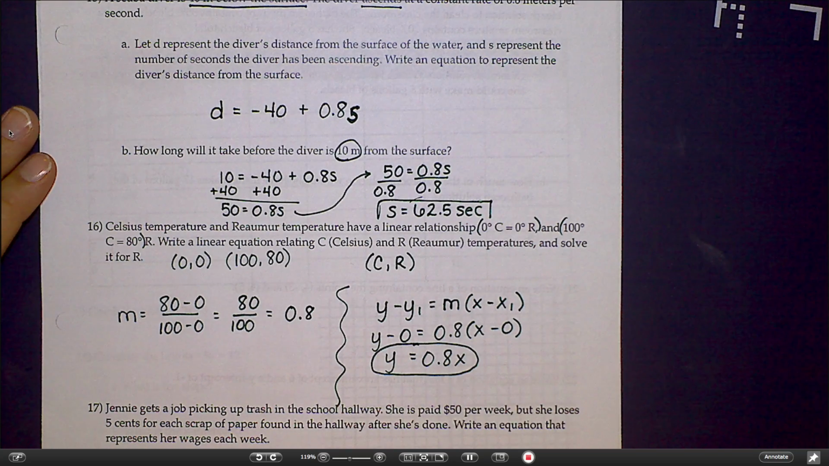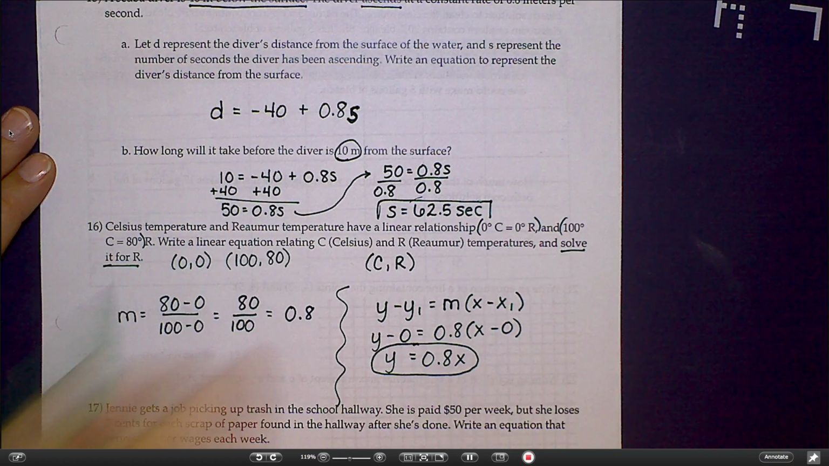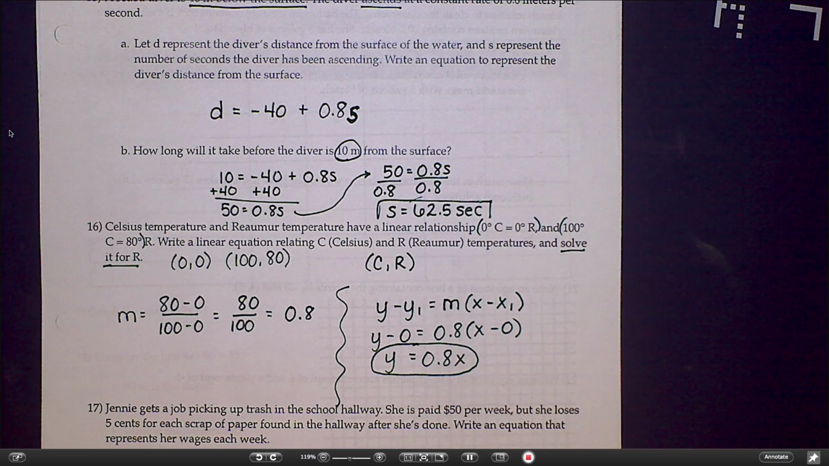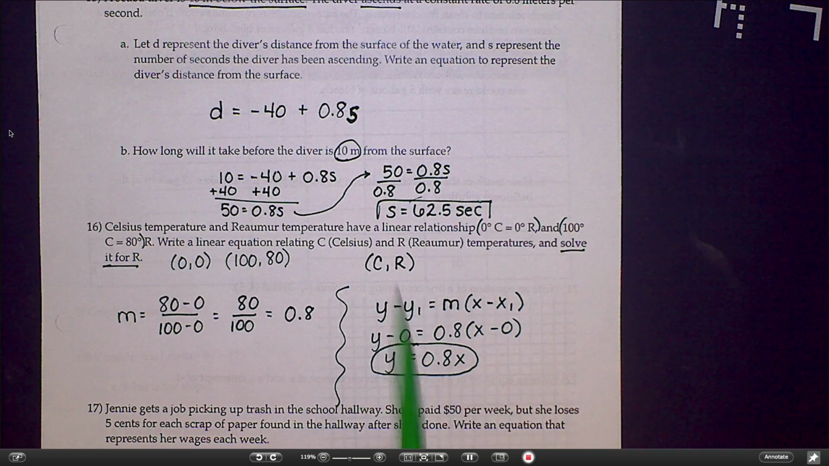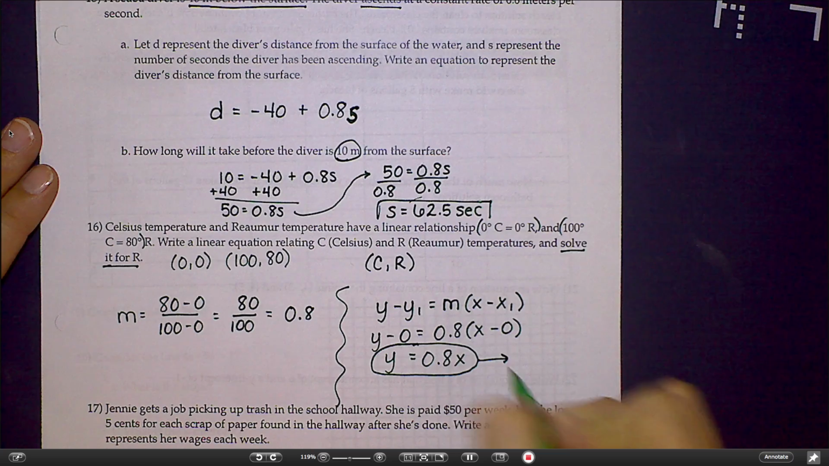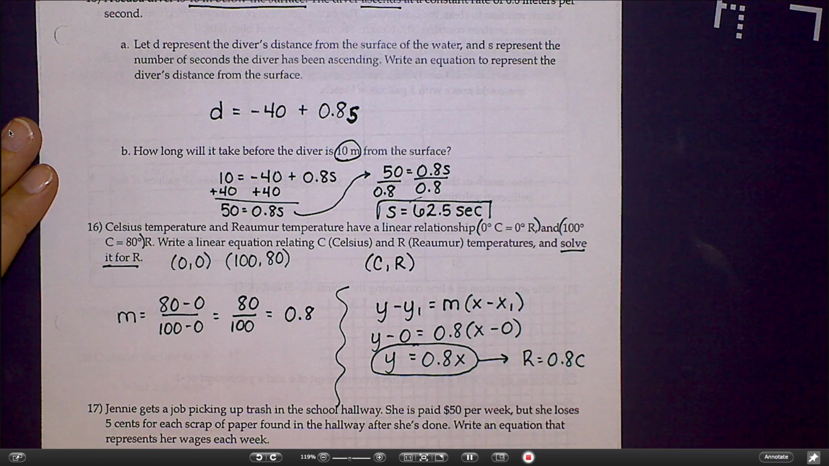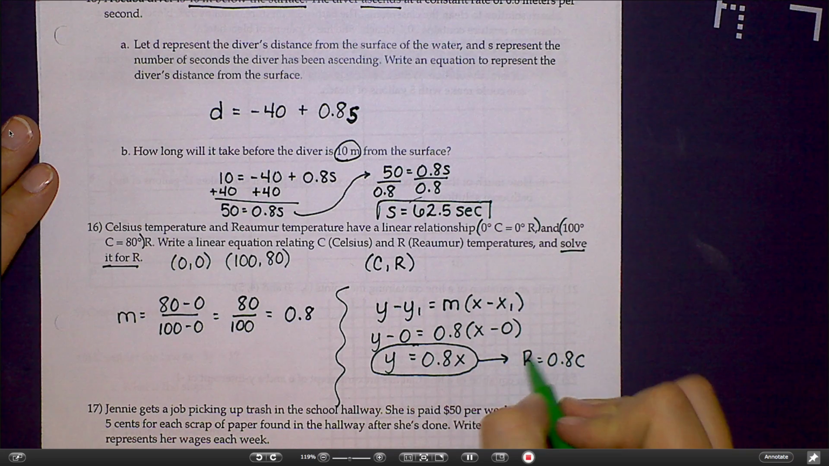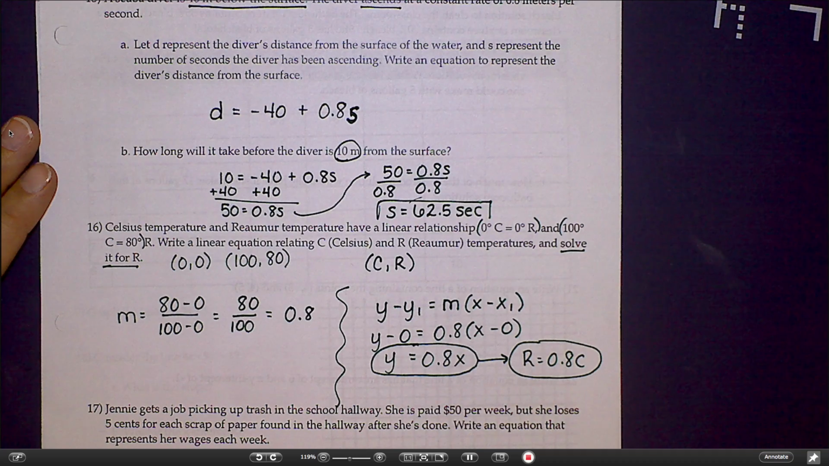Okay? The reason I said I wanted to come back to this, the C, comma, R, is it says to solve it for R. Usually our equations we solve for y, so this is telling us specifically that we want R by itself. But the way we wrote this, R is in the y position. So really, this is solved for R. Because I could rewrite this and say this is R equals 0.8C. So I'm just using the C and the R instead of the X and the Y, and this is solved for R. So that's the only reason that would be important, but I would take either one of these answers, the Y equals or the R equals.